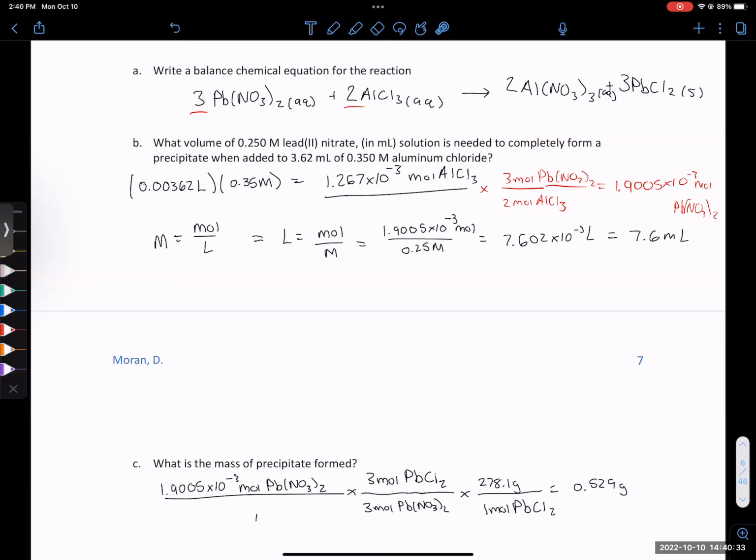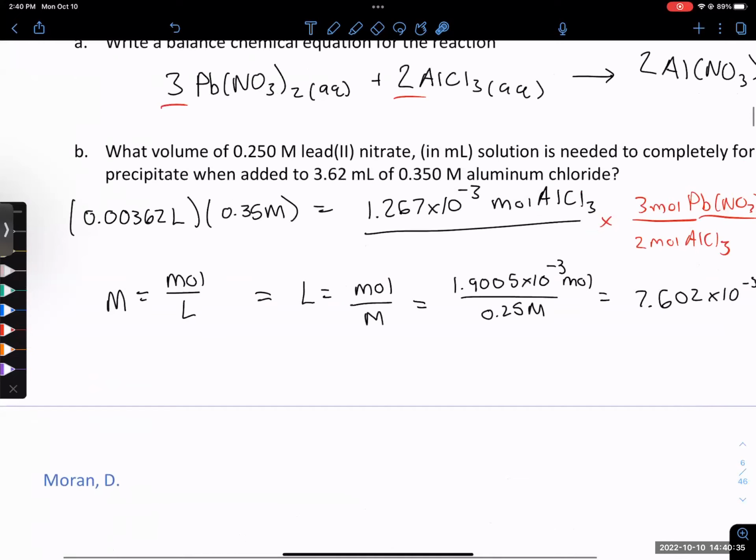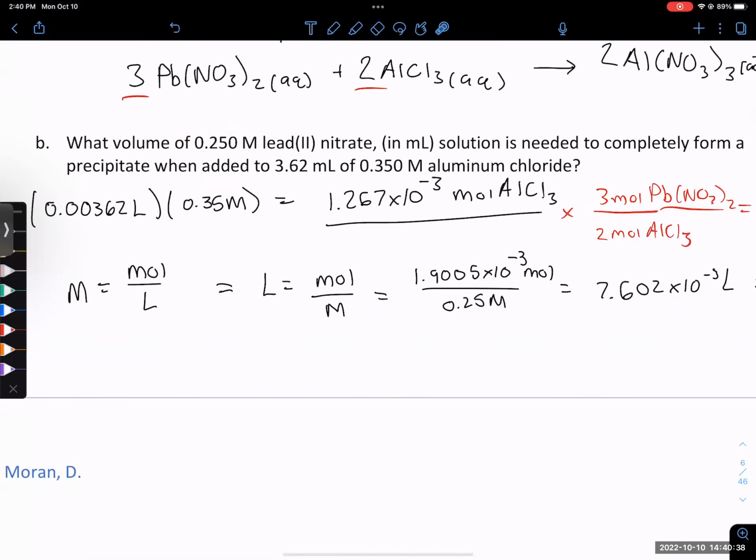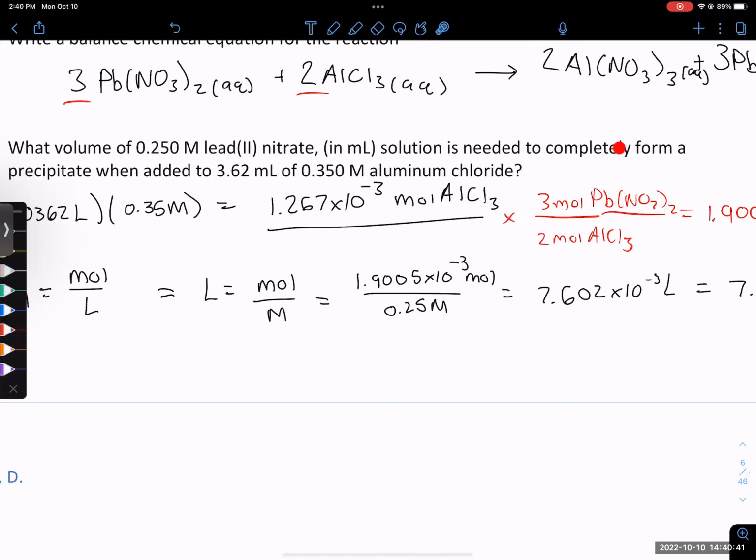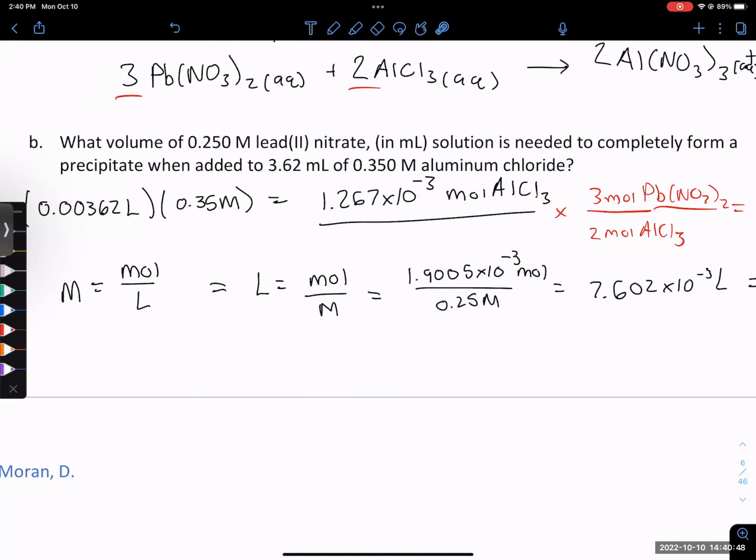So it's saying what volume of lead 2 nitrate solution is needed to completely react to form a precipitate. Must be a typo here. It's needed to completely react, and when we completely react, we don't have excess or limiting. For AlCl3, that would be completely used, so there's no excess reactant, all the reactants are used up.